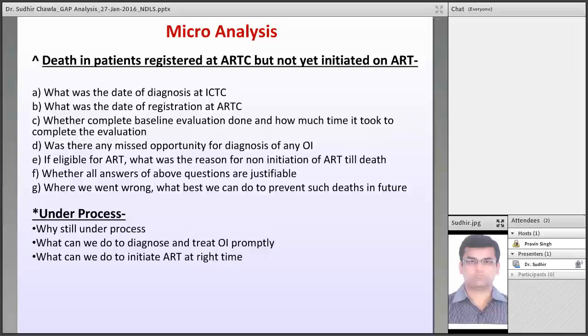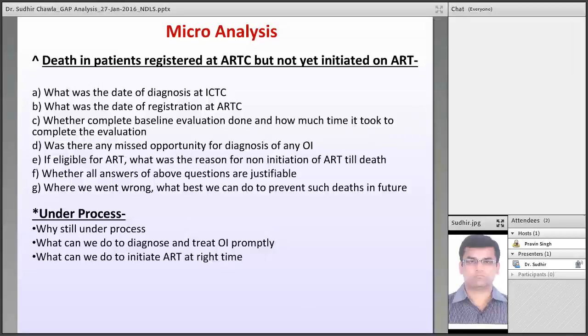Ideally there should be no under process for those who are initiated on ART. If there is a gap in live on ART, there should be no under process. There may be one reason for under process. What happened? Sometimes patient started on ART, defaulted, and returned back after defaulting for 1 or 2 months or 3 months. And because the defaulting period is more than 15 days, we have to do the investigations again, and we have to consult patient, and we have to start ART accordingly. So this may take some 1 week or 10 days period. So that period may be like under process.